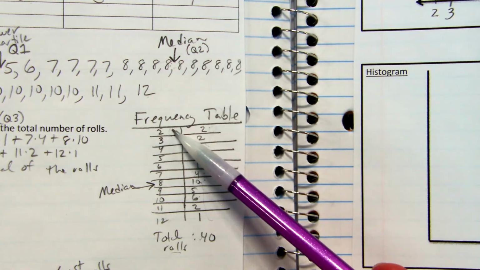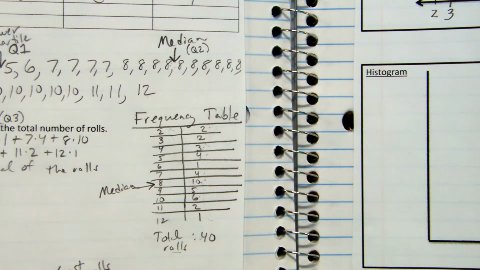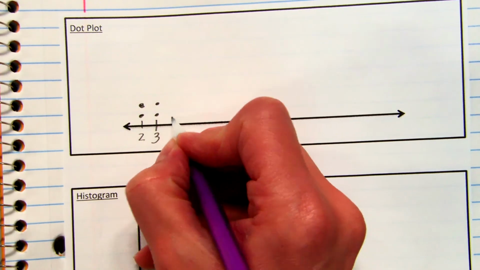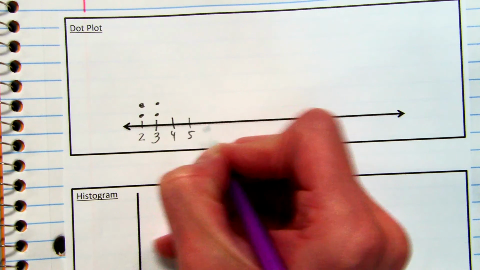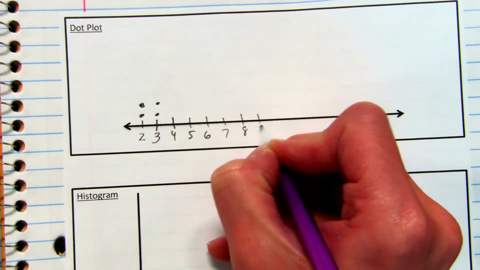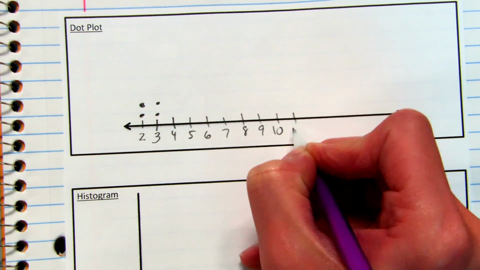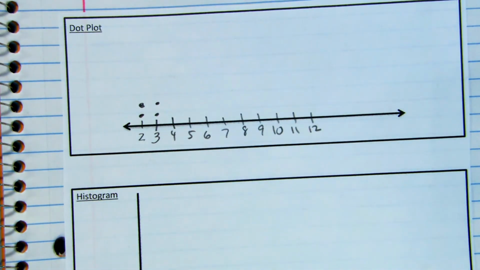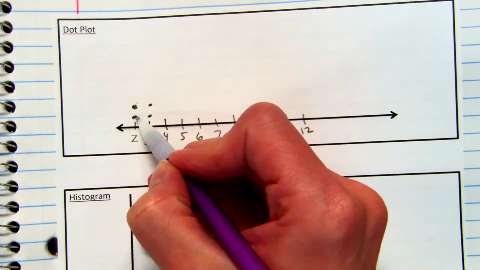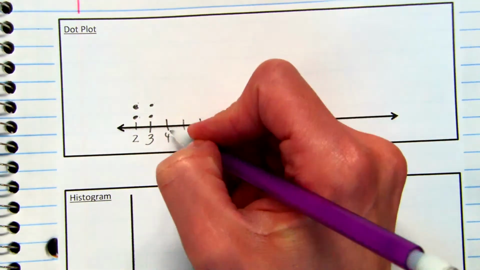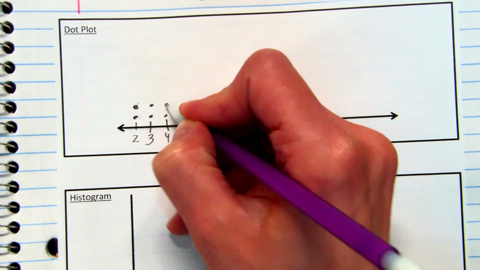So we're going to need 2 through 12 written along the bottom of our graph. And so if you want to do that first, 2, 3, 4, 5, 6, 7, 8, 9, 10, 11, 12. And then you're just going to put dots for each one of those. So we had 2 people that rolled a sum of 2. We had 2 rolls that were 3. For 4, we had 3, so I'm going to do 3 dots.